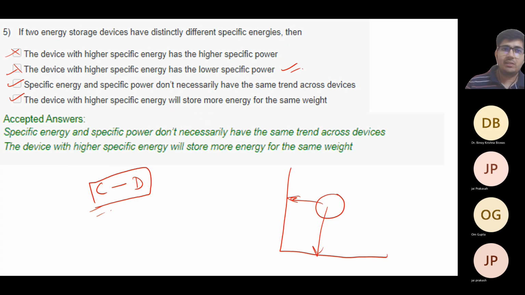It is a generalized statement. The device means all. This statement is valid for batteries, you can say: battery has high specific energy but low specific power, but it is not valid for supercapacitors or capacitors. So it is not a generalized statement, because it is not mentioned only for battery, it is mentioned device. So we cannot consider this. Only options 3 and 4 are correct. Is it clear?